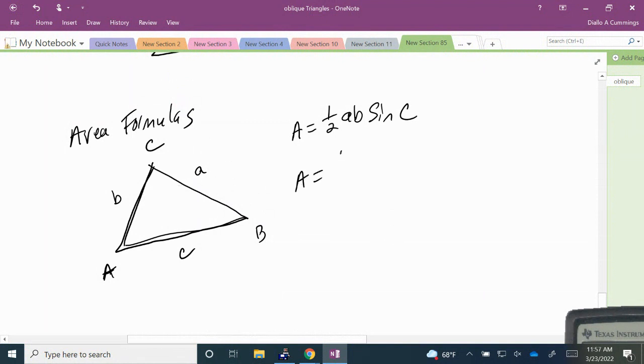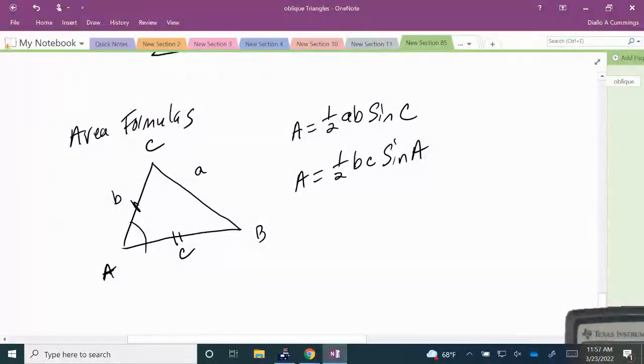The area is also equal to 1/2 B times C times the sine of A. So notice again, that is a side angle side. I'm giving B, C, and A, a side angle side set of measurements, so I can find the area.